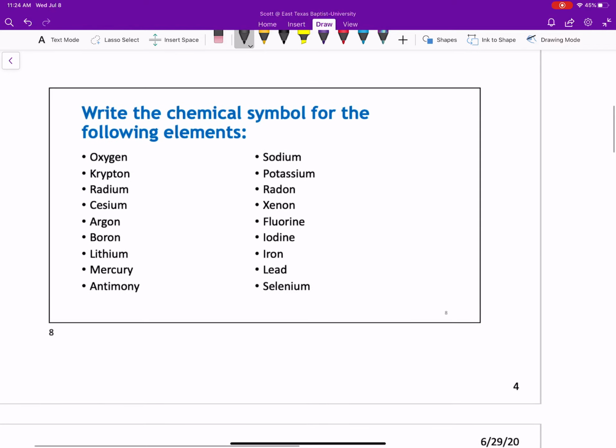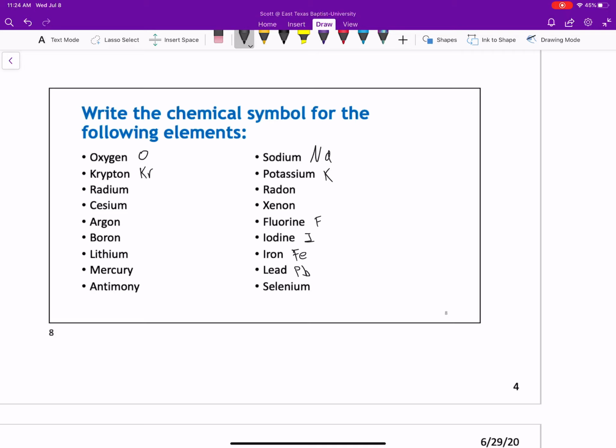And so write the chemical symbol for the following elements. Just take a look at the periodic table I have posted. If you don't see it, go to Unit 3. It should be there. Oxygen is just an O. Krypton is a Kr. Sodium is Na. Potassium is K. So on and so forth. Lead is Pb. Iron is Fe. Iodine is I, and fluorine is F.